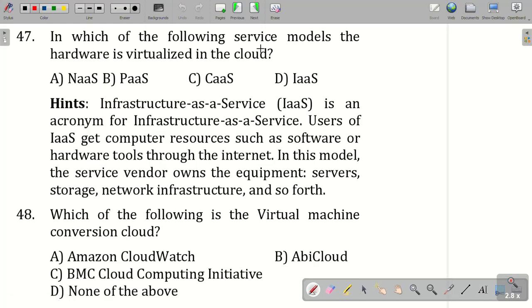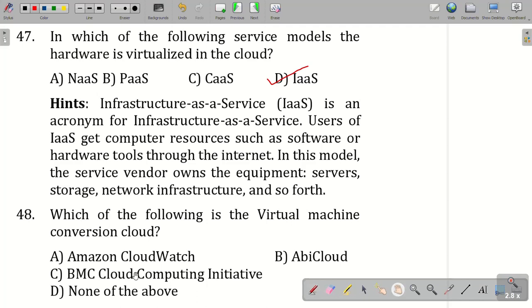In which of the following service models is the hardware virtualized in the cloud? Infrastructure as a service is the acronym for this. Users of IaaS get computer resources such as software or hardware tools through the internet. In this model, the service vendor owns the equipment, servers, storage, network infrastructure, and so forth. So the correct answer is D.